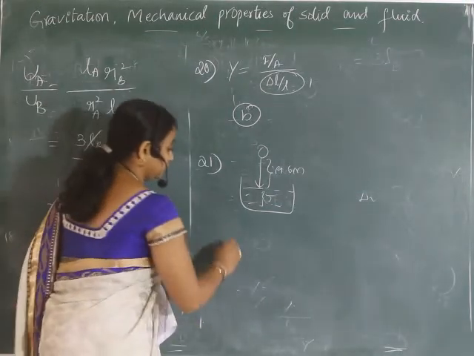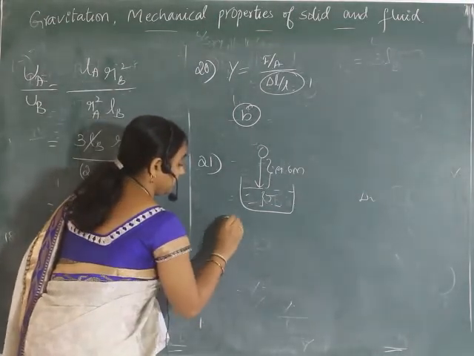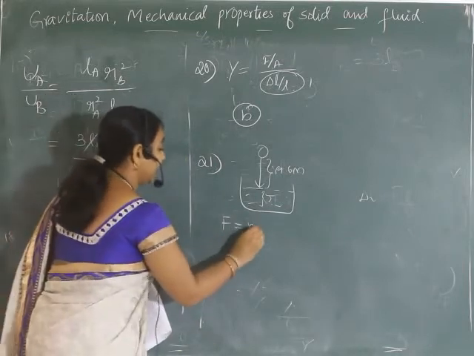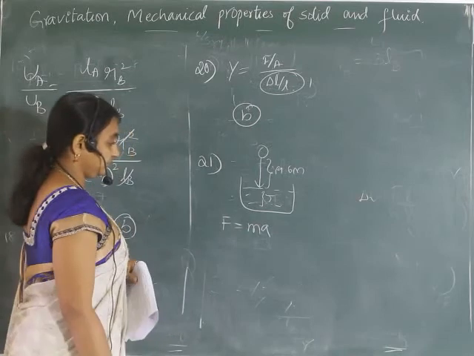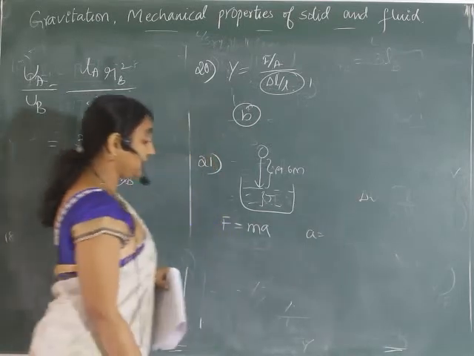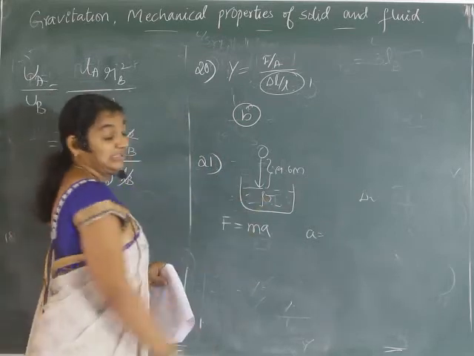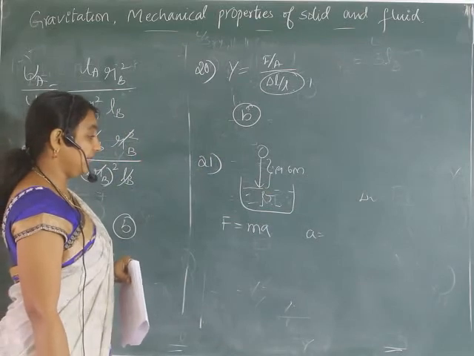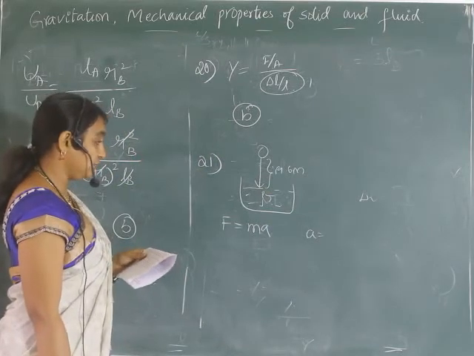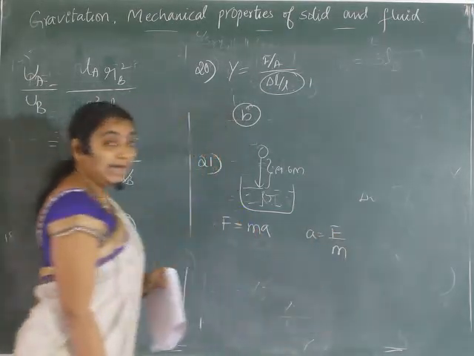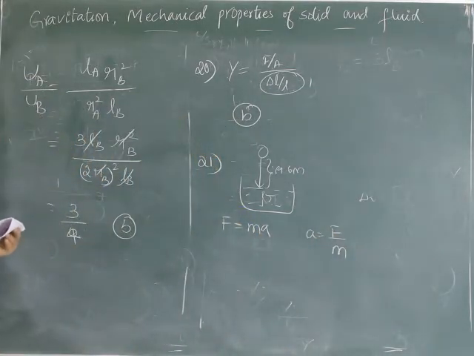Force is equal to mass into acceleration. So I can say acceleration is equal to, what is the acceleration? With what acceleration is it moving downwards? Then we can calculate height, I think. So I will write acceleration is equal to force by mass. What type of force is there in water now?